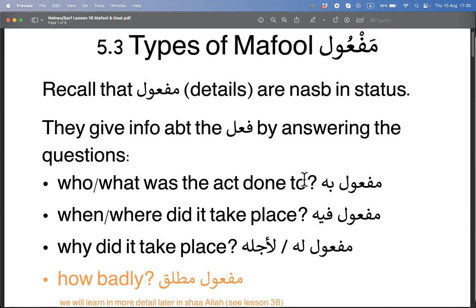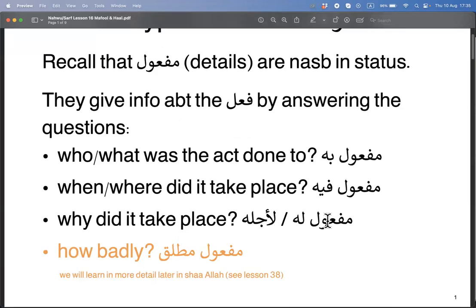Then we have when or where the action, the fi'il, takes place. That is our maf'ul fihi. So for example, I kick the ball in front of the building, or I kick the ball in the morning. It can be time, it can be place.